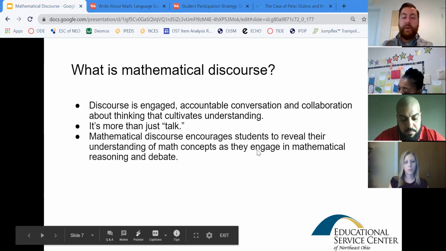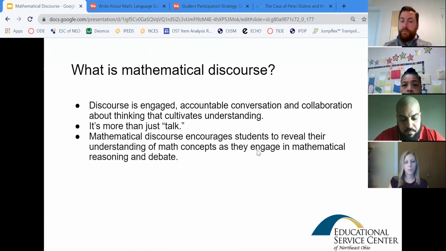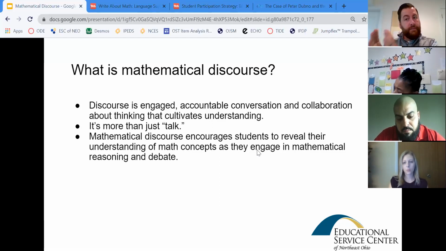Mathematical discourse encourages students to reveal their understanding of math concepts as they engage in math reasoning and debate. So you as the teacher, as you're listening to the students talk, whether it's person to person, small group, large group, whatever the environment happens to be, you can hear what that student's saying, and then because you're the expert in the math, you can pick up on where that student is struggling. And you can pick up on that struggle a little bit differently than if the student were just to write the math down.